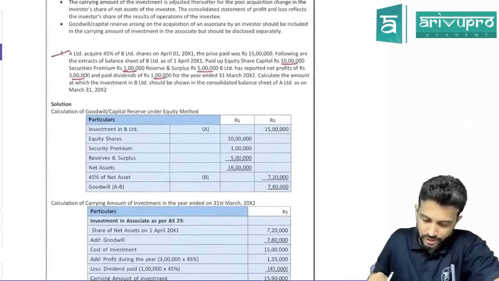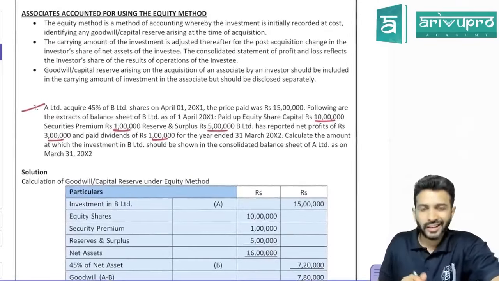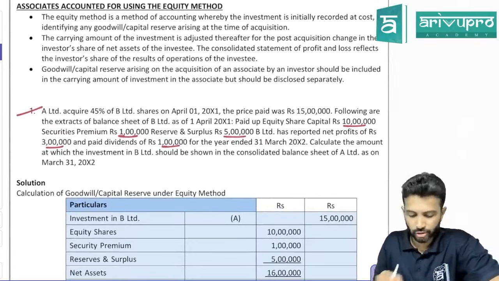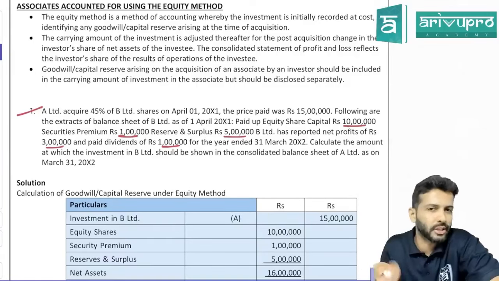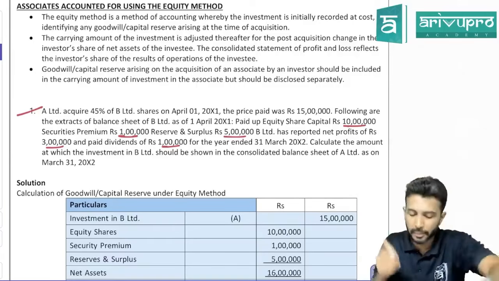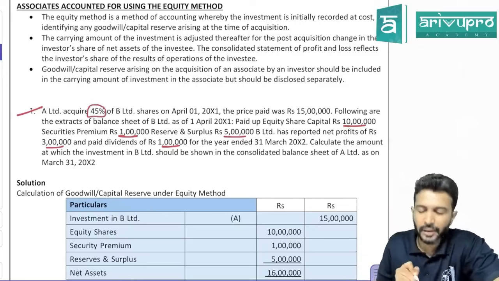Come to this particular question. Question number 1. I didn't see any RTPs or MTPs relating to this, so we'll directly take the study material questions, because these are things which are newly added in our syllabus. It was not there in our old syllabus. It's newly coming. So A acquired 40% in B.